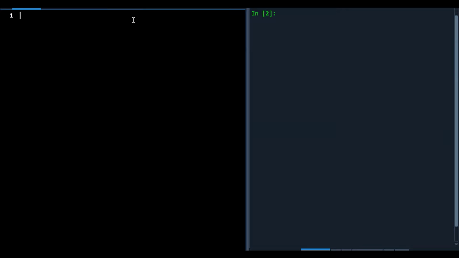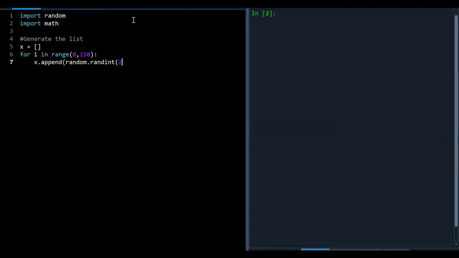So we're going to need some random numbers, and we're going to need to do some square roots, so we need the math and random libraries. The first thing we need to do is generate the list. We'll start with a blank list, and we will go from 0 to 150 numbers. So we will append a random number to the list between, what did I say, 25 and 75.